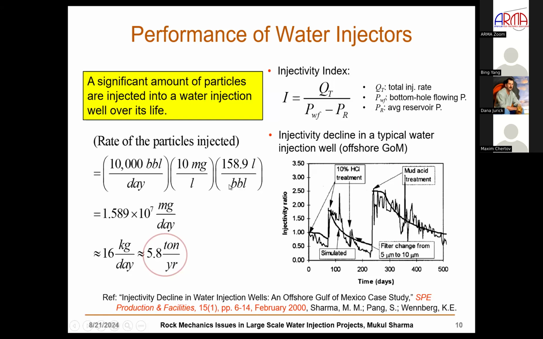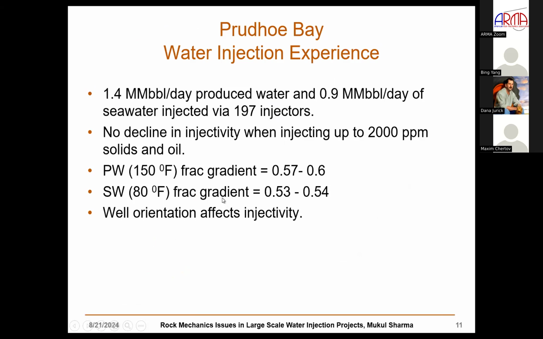And they don't travel very deep at all. They travel maybe a few centimeters away from the wellbore. So this is the primary reason that you get this kind of injectivity loss.